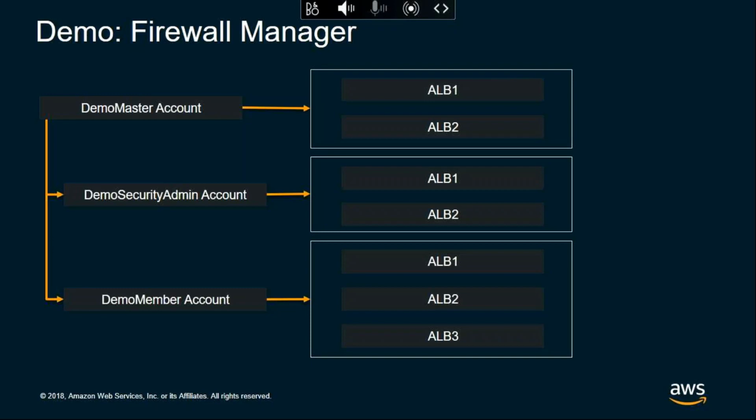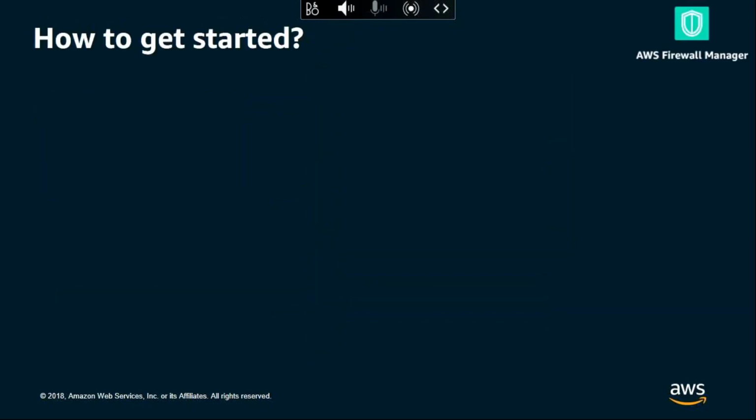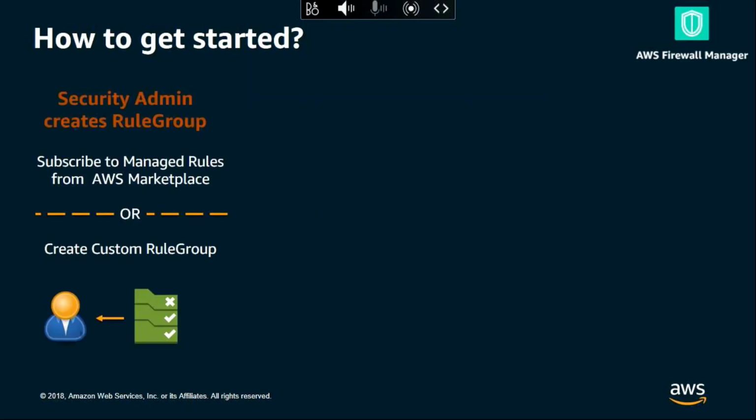So with that setup in mind, let me walk you through some of the basic steps of how to get started with Firewall Manager and create policies. The first thing that you do with Firewall Manager is, as a security admin in your organization, you create rule groups. Rule groups could be either custom rule groups, which could be your own IP blacklists or your own rules, or they could be managed rules that you subscribe from the AWS Marketplace.